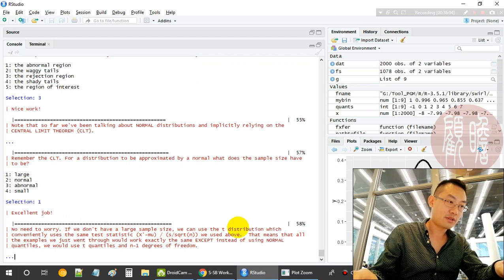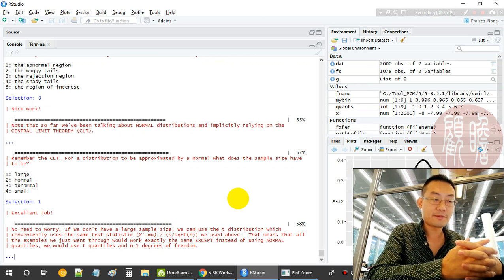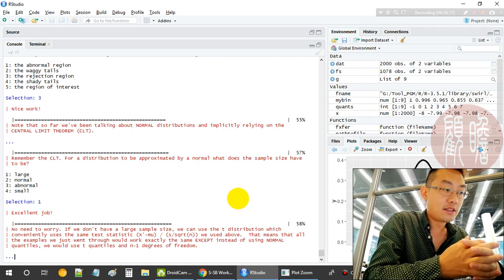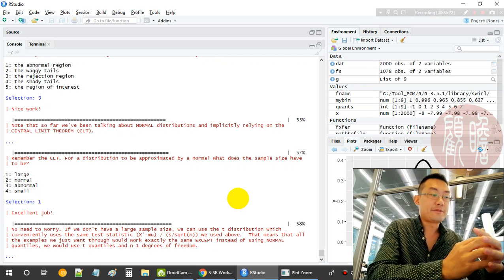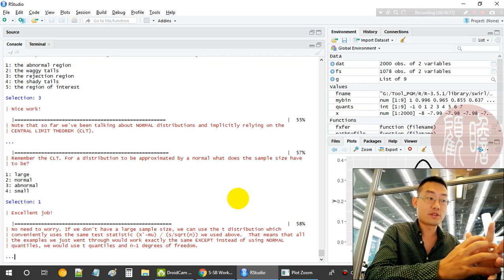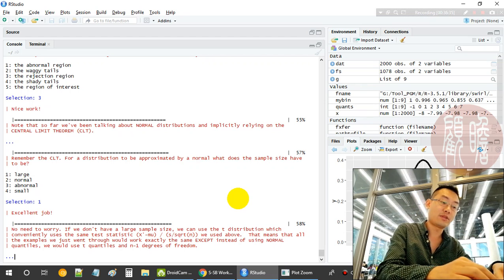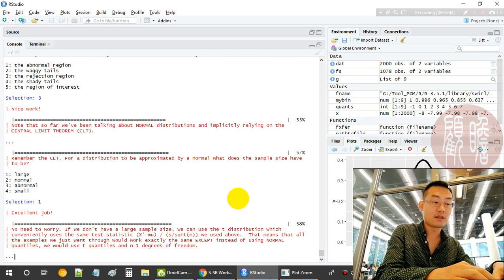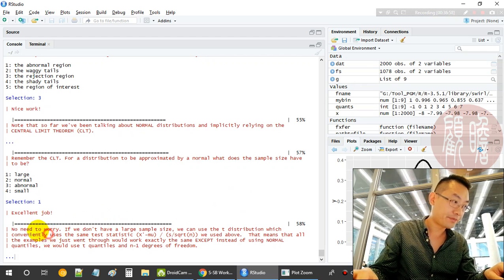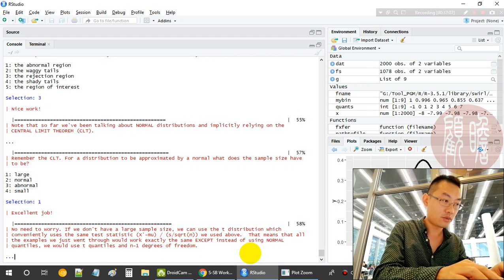If we don't have a large sample, we can use a T distribution. Sometimes we do not have a large sample size. In this case, instead of using the normal distribution, we use the T distribution. The T distribution is a little more conservative in giving conclusions and estimations compared with the normal distribution when the sample size is small, especially smaller than 30. It gives a more realistic estimate, while the normal distribution gives overly optimistic estimates when the sample size is small. So we don't use the normal distribution when the sample size is small. Instead of the normal quantile, we use the T quantile with n minus 1 degrees of freedom.